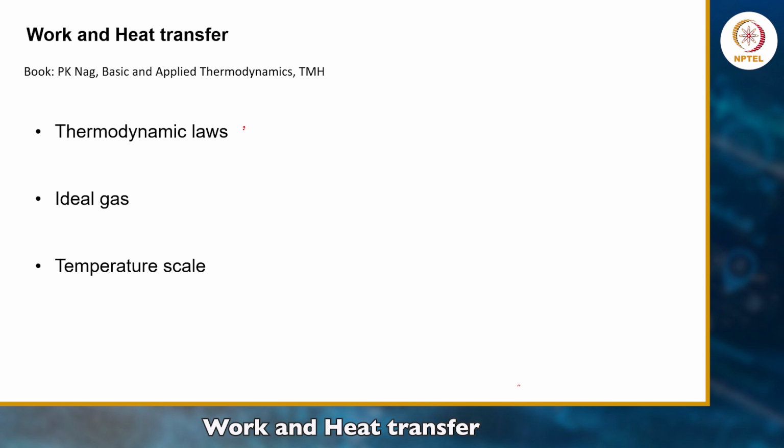There are different thermodynamic laws: first law, second law, third law, and zeroth law. There are 4 laws. The zeroth law says that if A is in equilibrium with B and B is in equilibrium with C, then A and C must be in equilibrium.